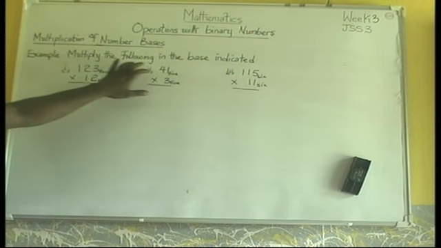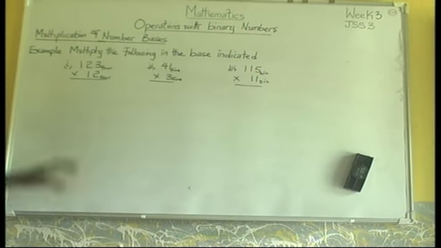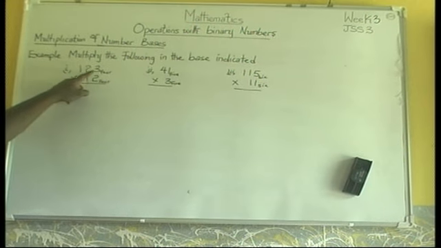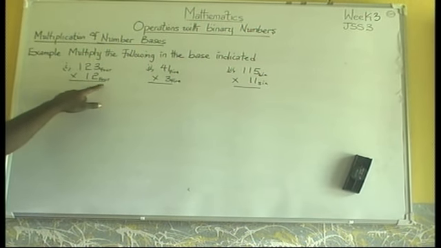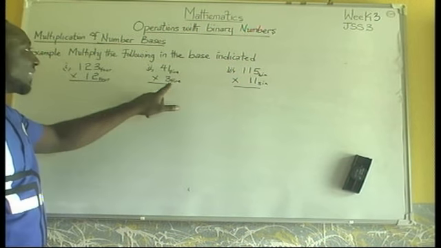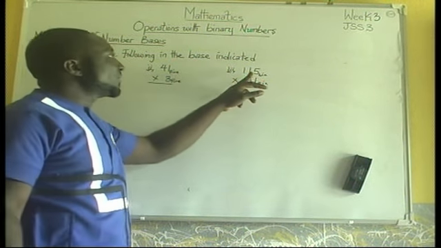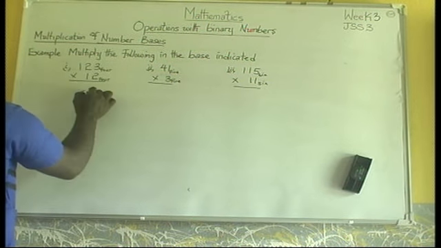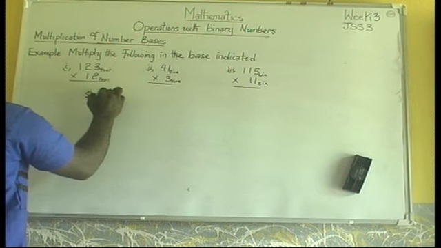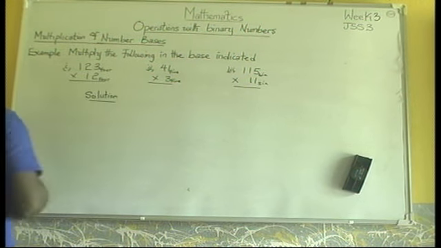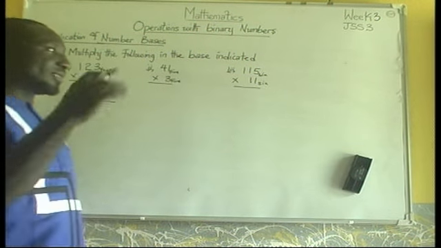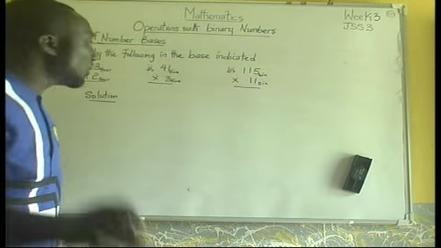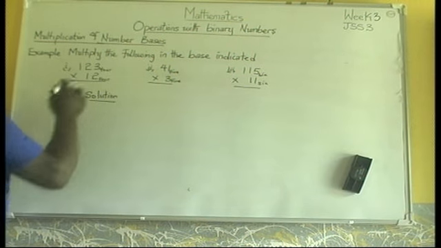Now, multiply the following in the base indicated, meaning multiply 123 base 4 times 12 base 4, also 41 base 5 times 3 base 5, 115 base 6 times 11 base 6. Now, let's start from the first one, knowing the way we have been solving in terms of testing, operating a particular number of the base.